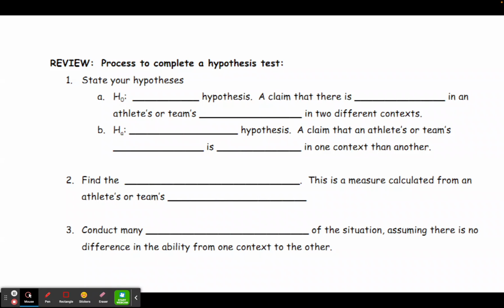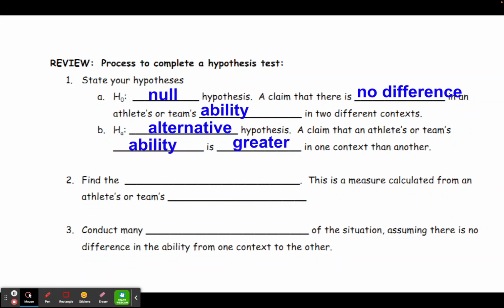We start with H naught or H sub zero, which is what we call our null hypothesis. And this is always a claim that there is no difference in an athlete's or a team's ability in two different contexts. The other claim, H sub A, is what we call our alternative hypothesis. And this is a claim that an athlete's or a team's ability is greater in one context than another.